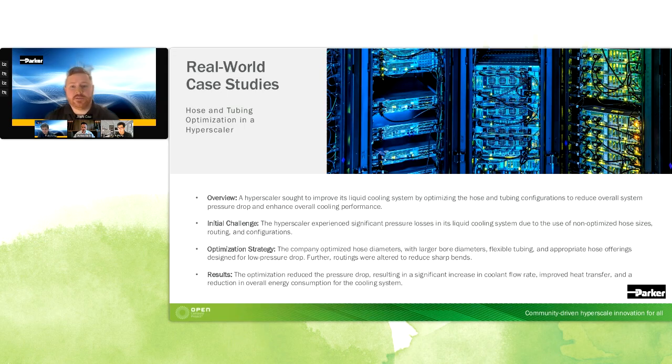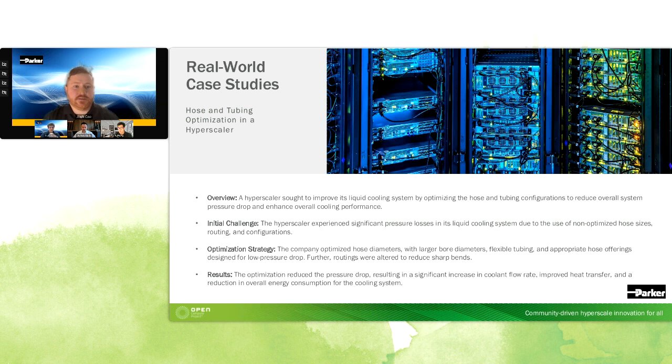The first case study that we're seeing here is a hyperscaler looking to reduce the pressure drop and improve the overall performance of a system that they had installed. Taking a look at that, we were able to identify things like hose routings, connection points, and products not optimized for this space as contributing factors to inefficiencies within the system. Working with this hyperscaler, we were able to optimize hose and tubing diameter offerings for maximum flow and aid in their routing process with things like quick disconnects, minimizing the effort that's added there.